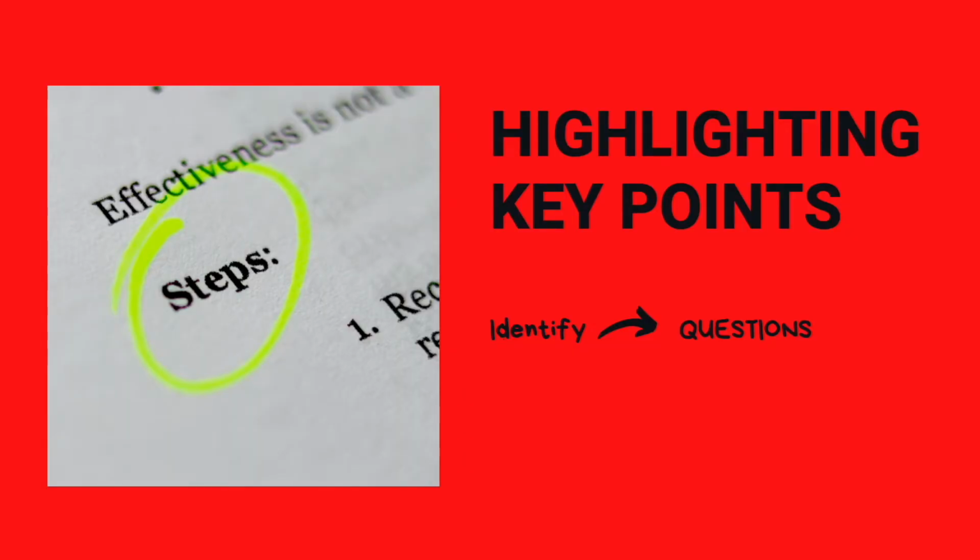Step 1 is what you need to do after you get the whole content. First, you need to read the whole content line by line and you need to highlight the key points. Identifying the key points is a crucial factor. Usually, the key points are answers to questions like what, who, where, how, or when.